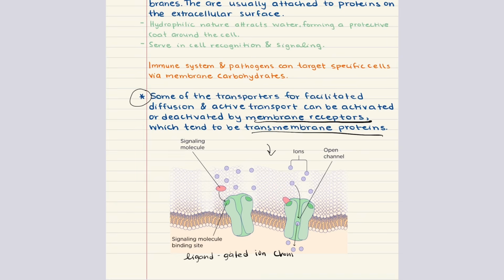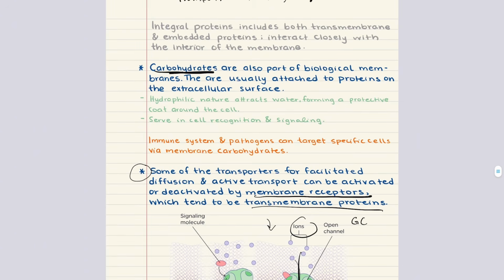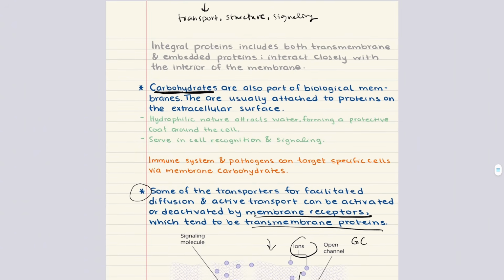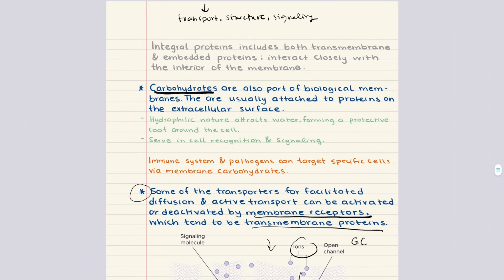Others, like G-protein coupled receptors, can initiate complex signaling pathways. In addition to lipids and proteins, carbohydrates are also important components in biological membranes. These carbohydrates are usually found attached to proteins, where they form glycoproteins, or attached to lipids, where they form glycolipids.